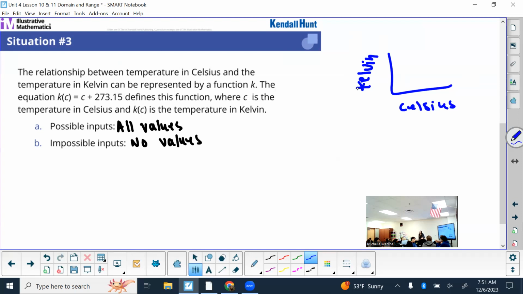All right, questions on that. When we say that all values are possible, you might see that as all real numbers, which includes decimals, fractions, negatives, positives, all of them. All right, so good exercise.